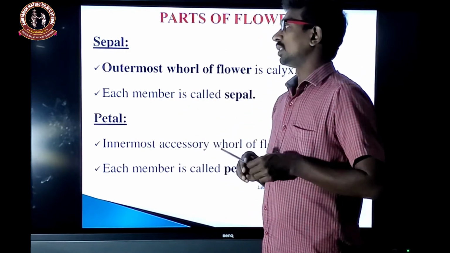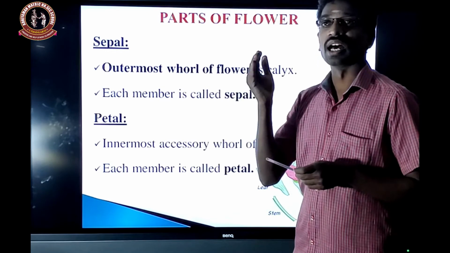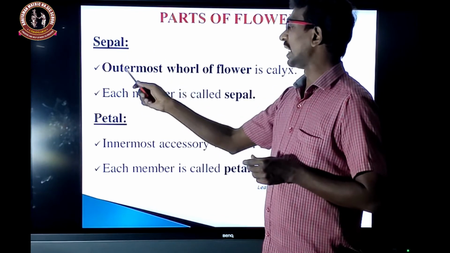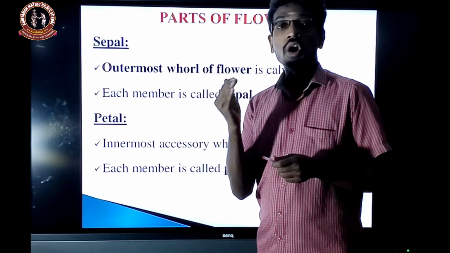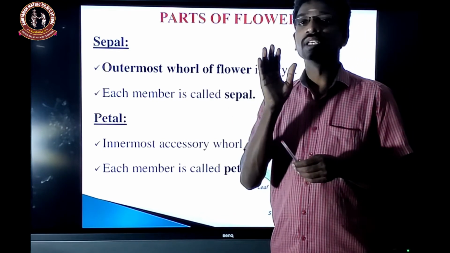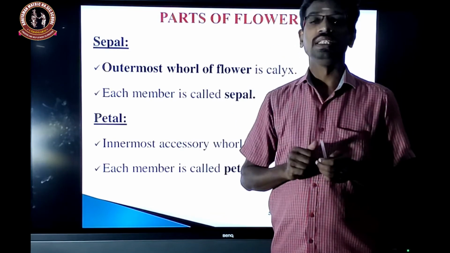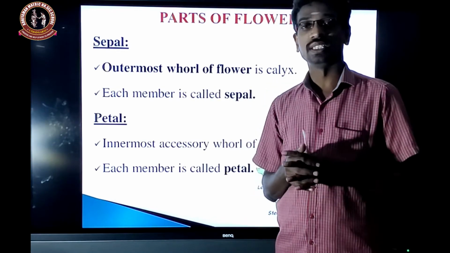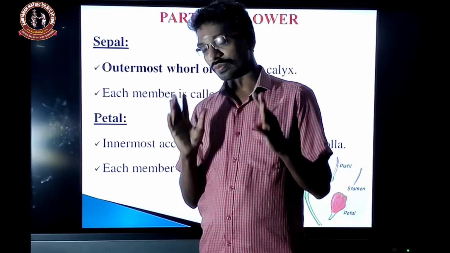Let's enter the flower parts. First one, non-essential parts. Non-essential parts are the accessory whorls of the flower. So the calyx and the corolla, sepal and petal, constitute the non-essential part of the flower or accessory whorls. Why? Because they do not directly take part in pollination, but they help in pollination. That's why they constitute the non-essential part of the flower or accessory whorls.